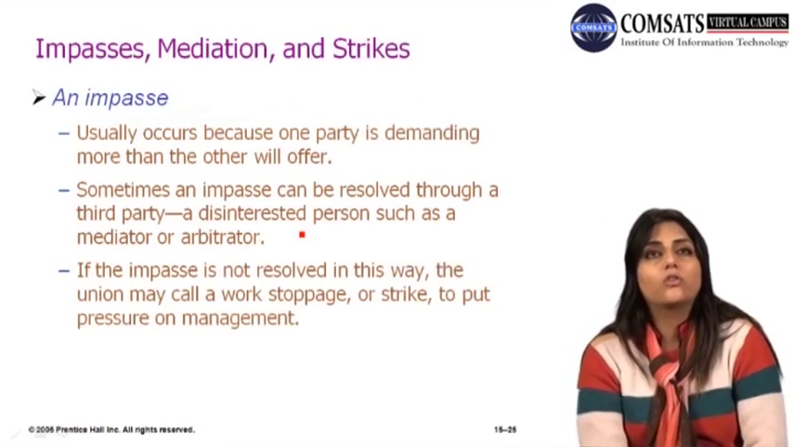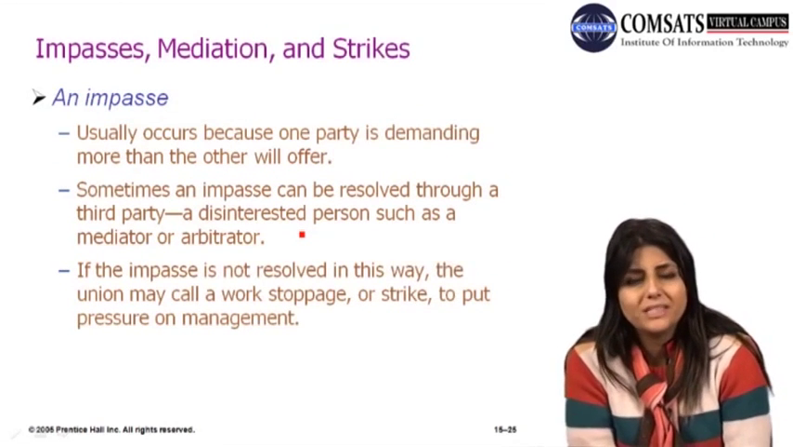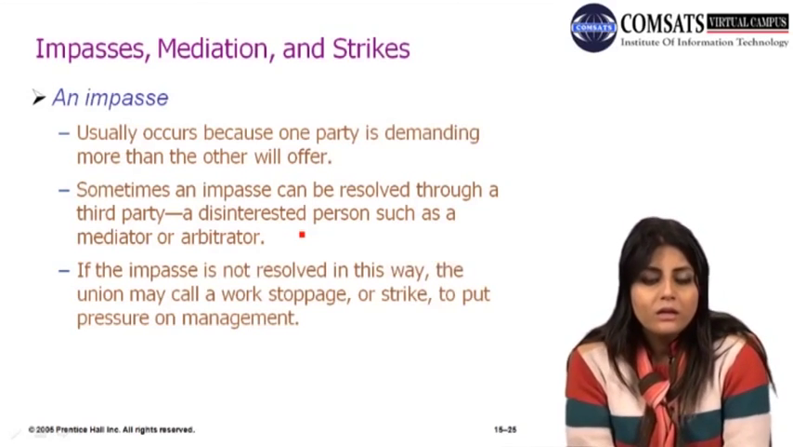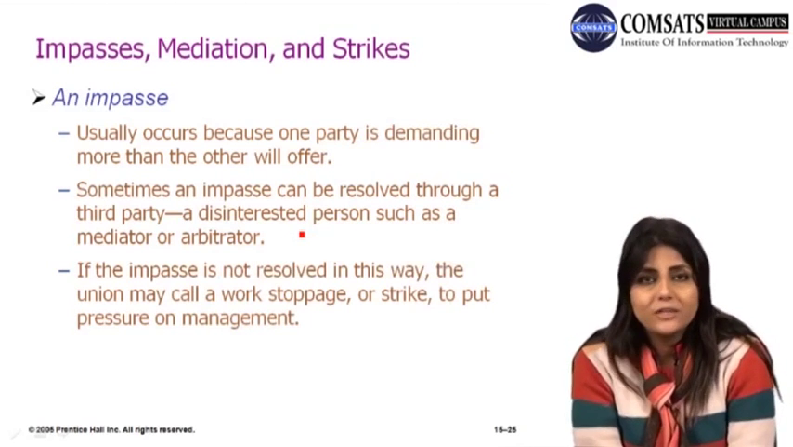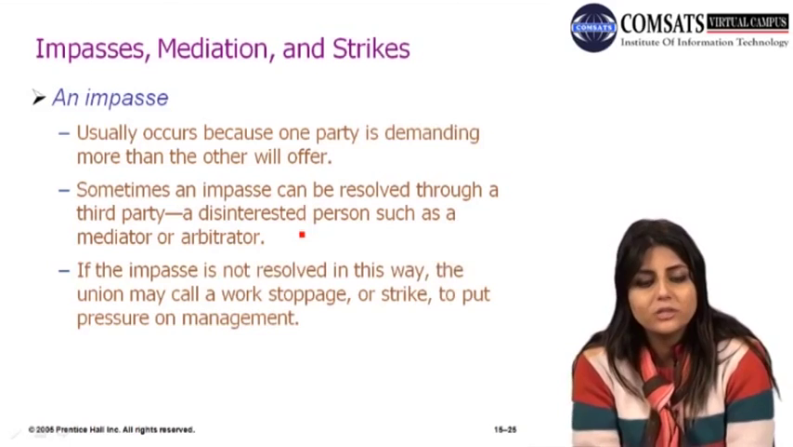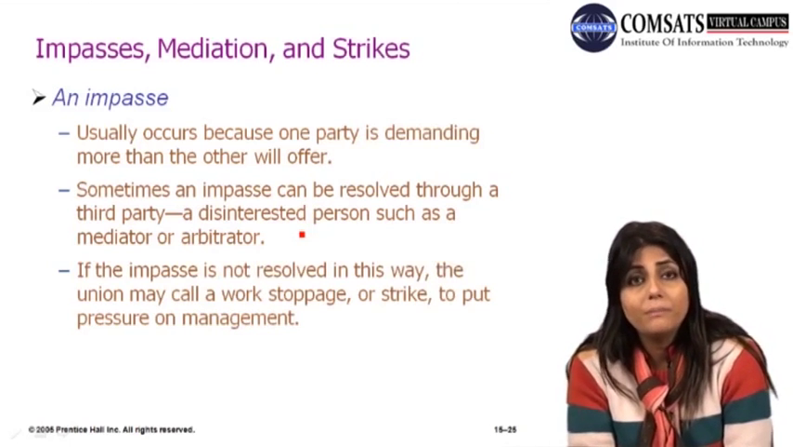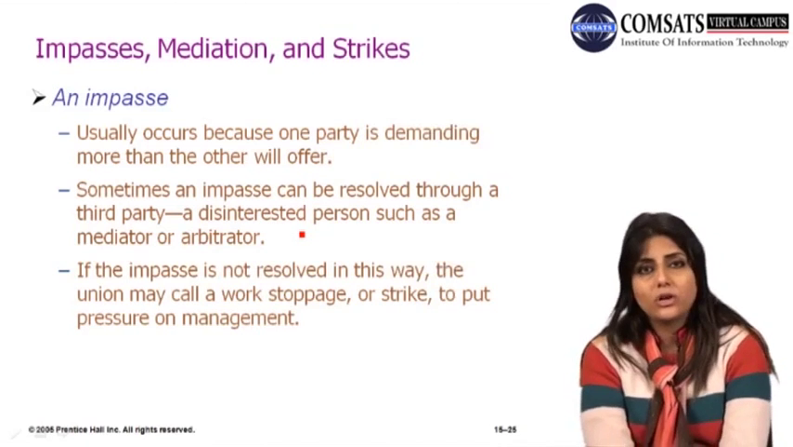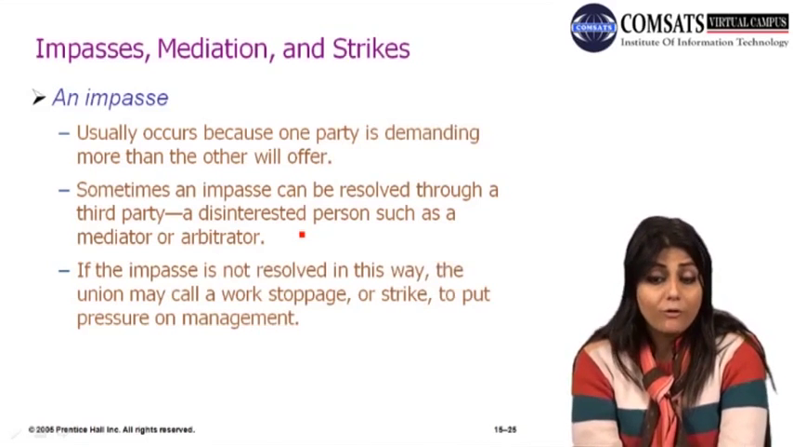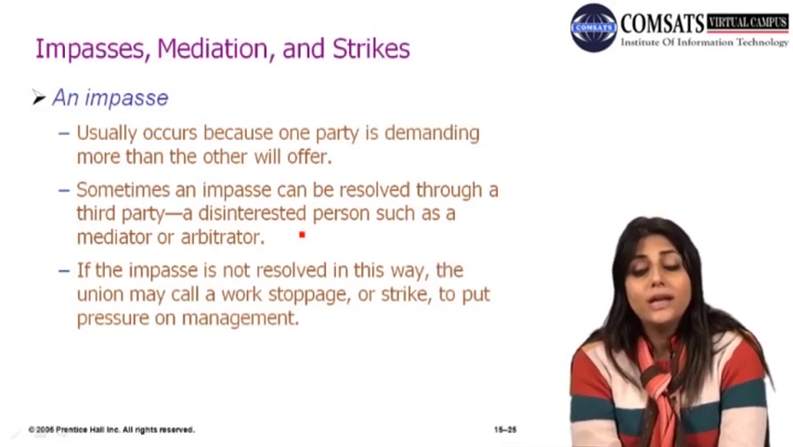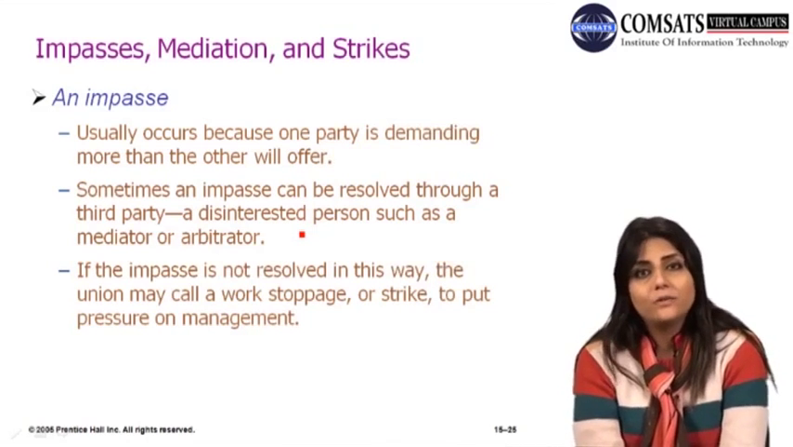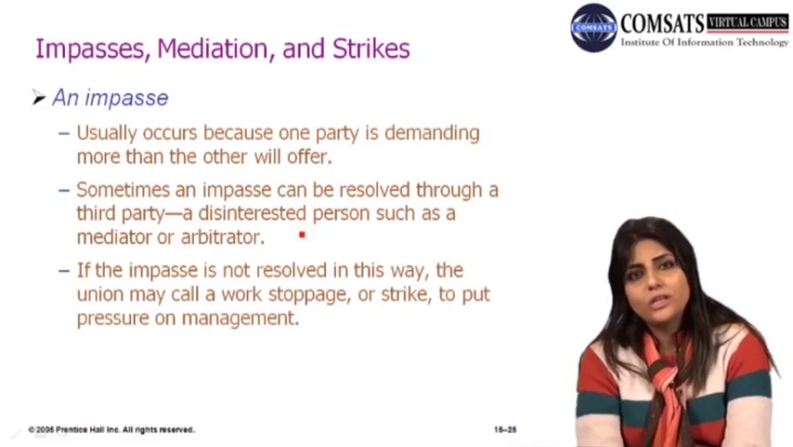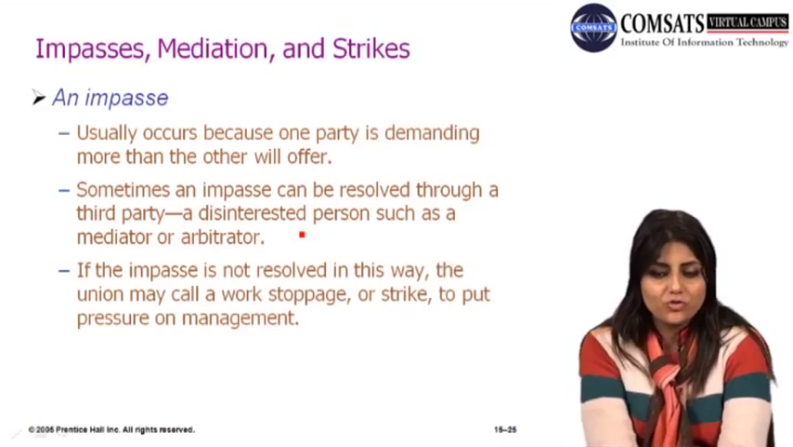So these are the important clauses in the Pakistani law that I thought you should know. Then, if we discuss the collective bargaining process and how it happens, as a result of the collective bargaining process, if a solution is not reached and a contract is not arrived at, then that is a situation of impasse. It usually occurs because one party is demanding more than the other will offer, adequate concessions are not given by the other party, or somehow there is no agreement between the two parties, and that is a situation of impasse.